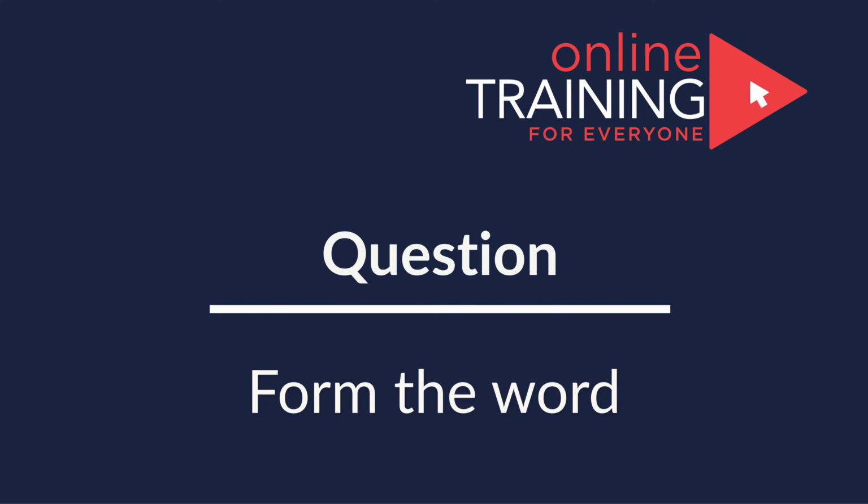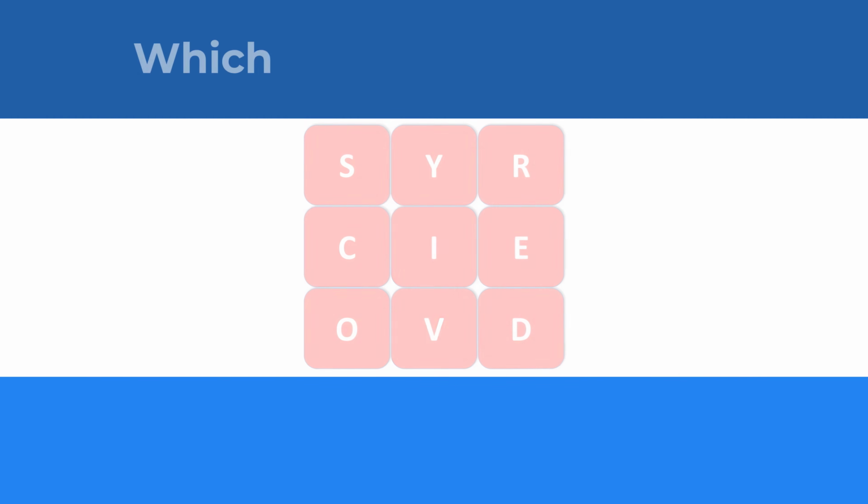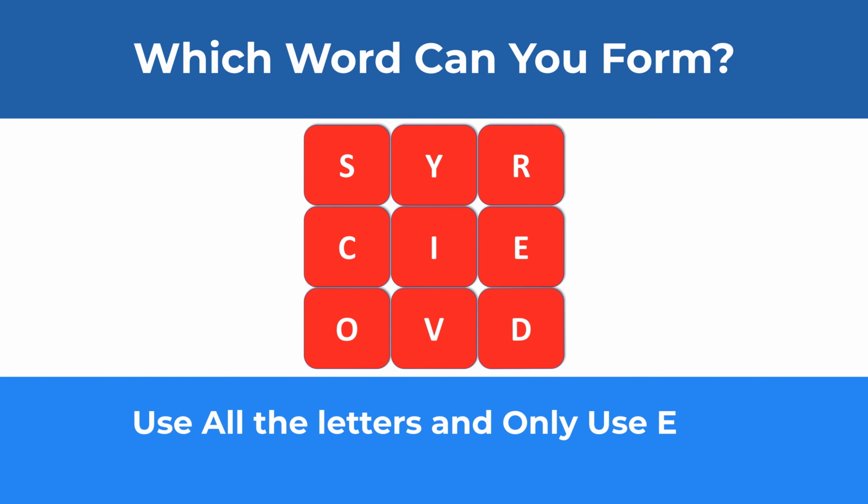Let's look at an interesting question where you need to form a word. You need to use all the letters and only use each letter once. You're presented with 9 letters. Those 9 letters are S, Y, R, C, I, E, O, V, D. And you need to form a word using all the letters.